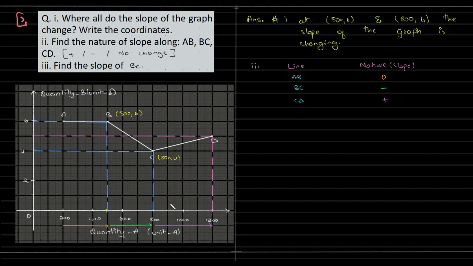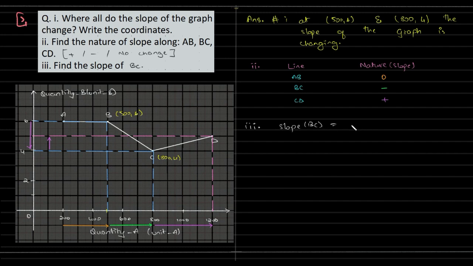We are looking at all of this. Now, when we're looking at B to C, B is starting over here at the top and C is over here. So there is a decrease. When you're looking at C to D, there is an increase. So that's why this is negative and this is positive. Now the third part of the question: slope of BC.